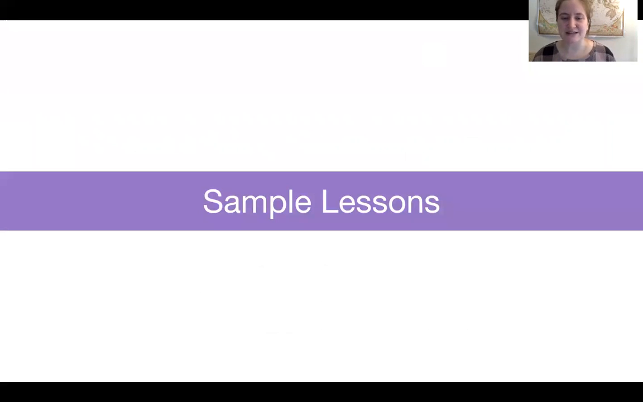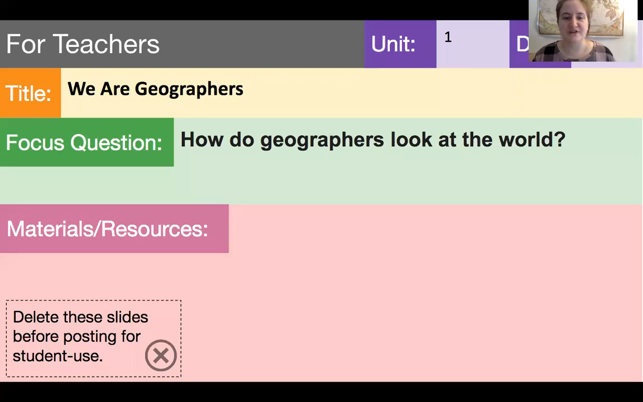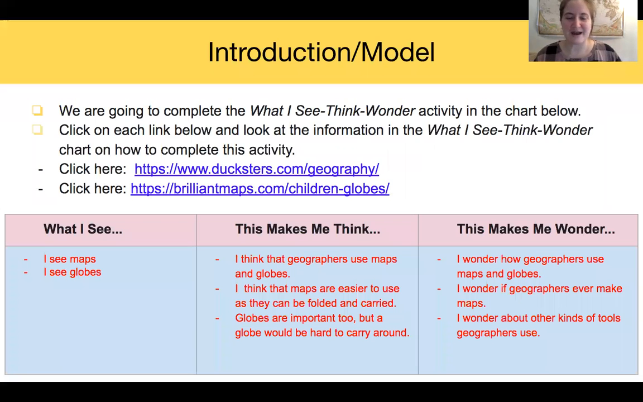So let's take a look together at some sample lessons that this is used in, and hopefully you can start thinking about how you might use the SeeThinkWonder routine. So we're going to start off with a really early lesson. This happens right at the beginning of the year in social studies in 3rd grade, Unit 1, Day 1, thinking about how geographers look at the world. And what students are asked to do is to look at some geographers' tools and go through this routine. And they really start to think about what geographers do and what tools they use, and how certain tools might be better suited for different purposes.